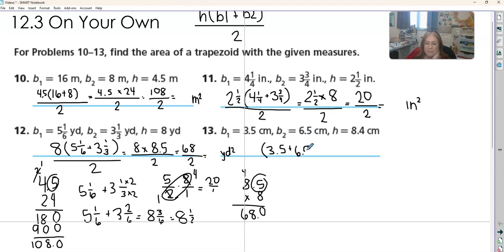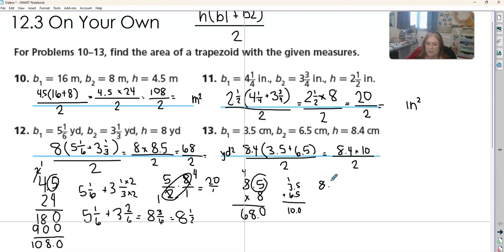Okay, our last one here, we've got our bases are 3.5, and we're going to add that on to 6.5. Then we're timesing it by the height of 8.4, and then we need to cut the whole thing in half to get back to the trapezoid. So we have 3.5 and 6.5. We're lining up our decimals to add. So here's 10, 6, 7, 8, 9, 10, decimal drops straight down. So now we have 8.4 times 10, base times height, and then we'll cut that in half.